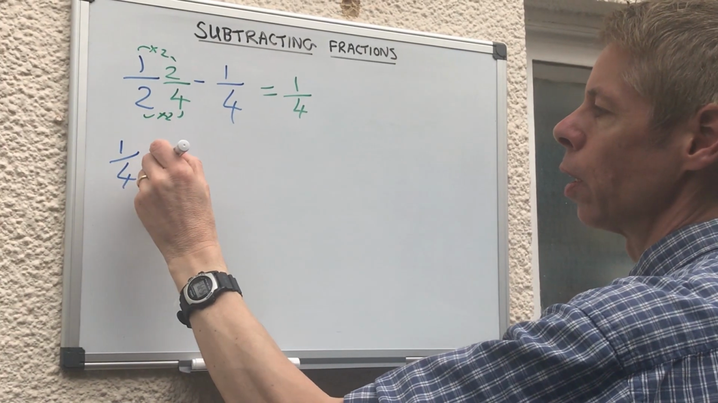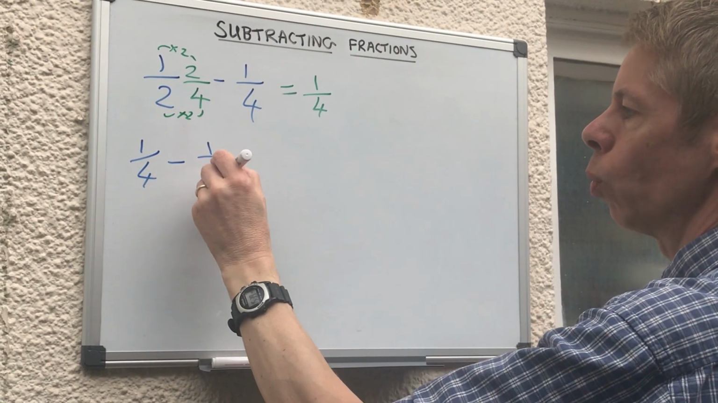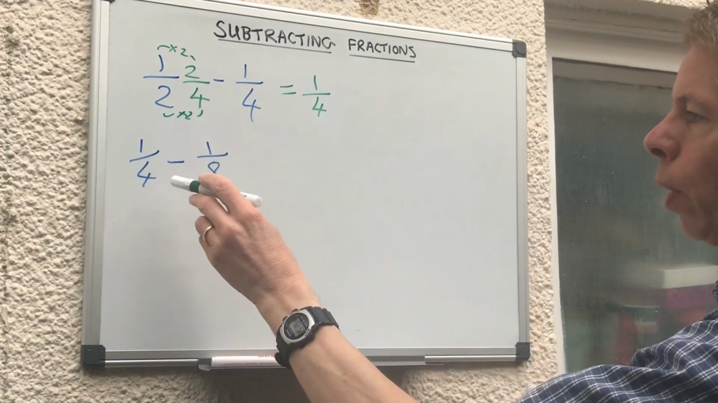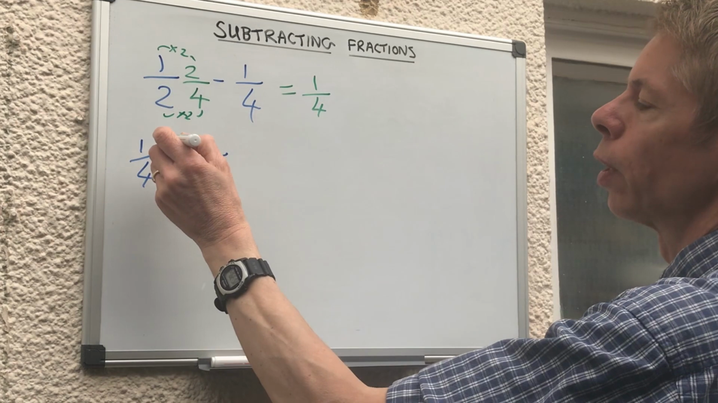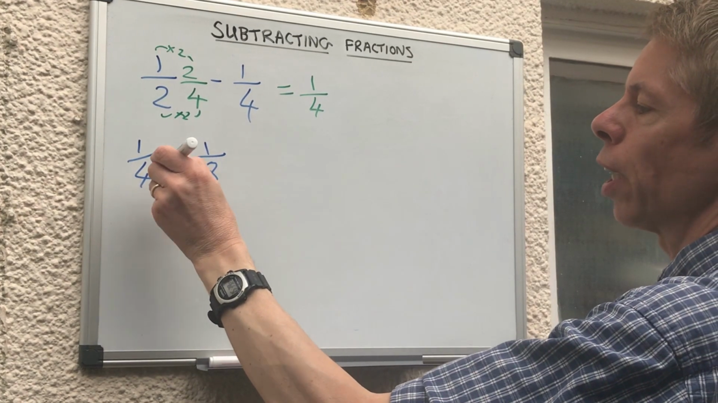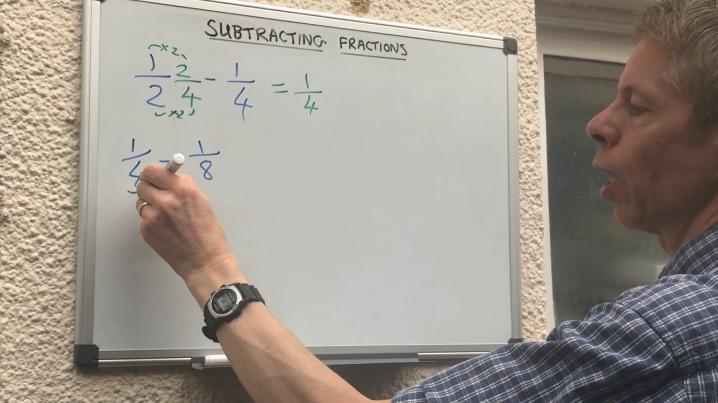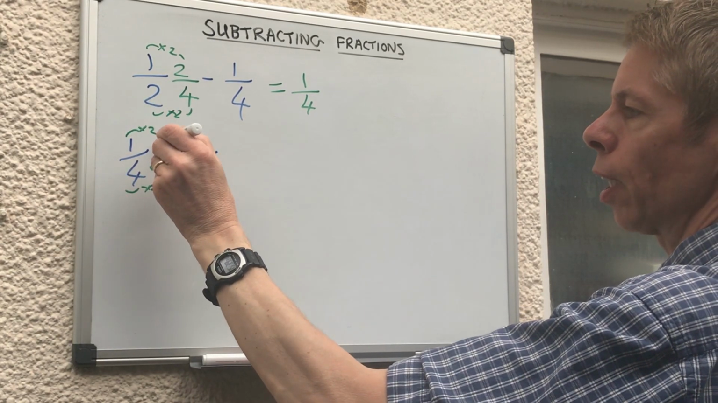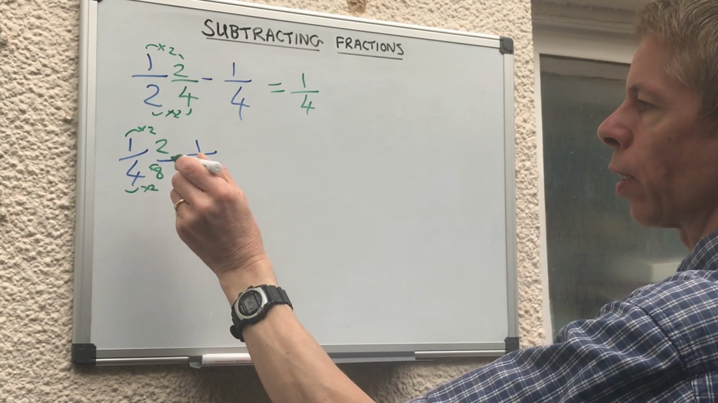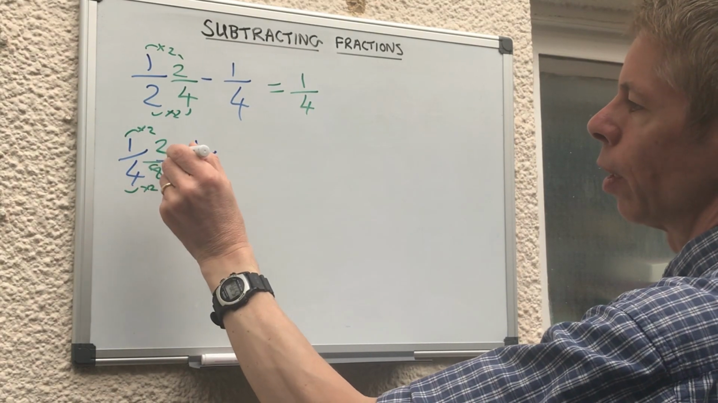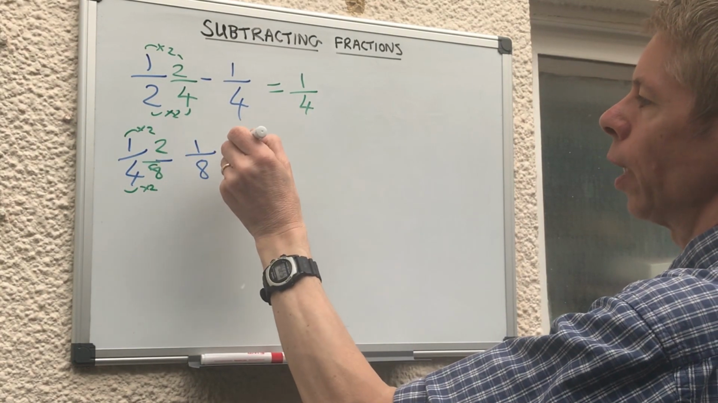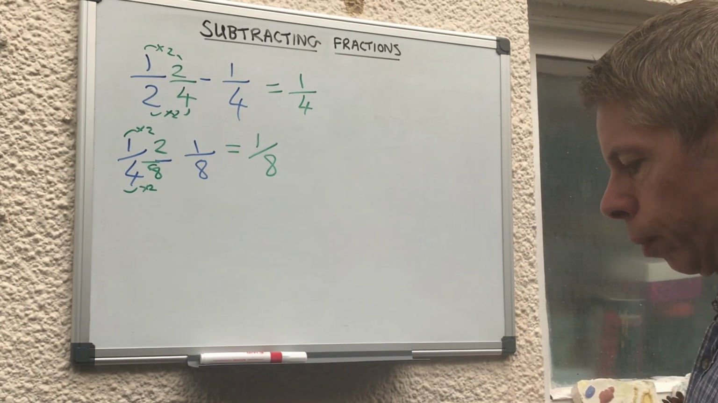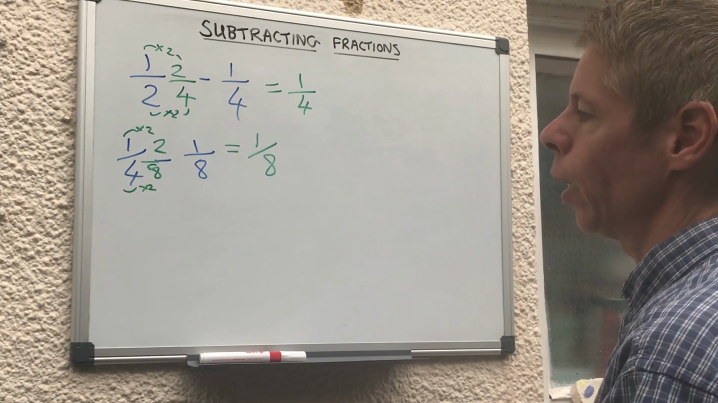Okay. Next question is 1/4 take away 1/8. So once again, you can't do 1 take away 1 and 4 take away 8. So what you do, quite similar really, you're going to change that into eighths. We've times by 2. So we times this by 2. So that gives us 2/8. 2/8 take away 1/8 equals 1/8. Very good.